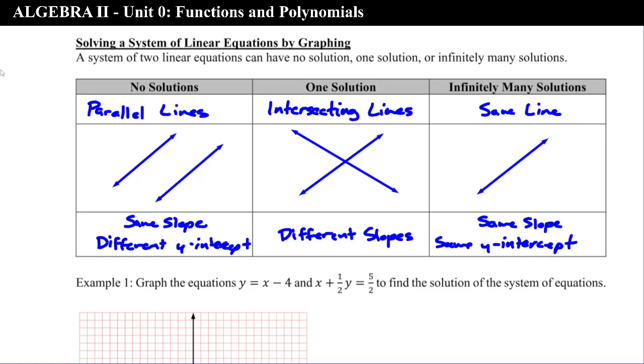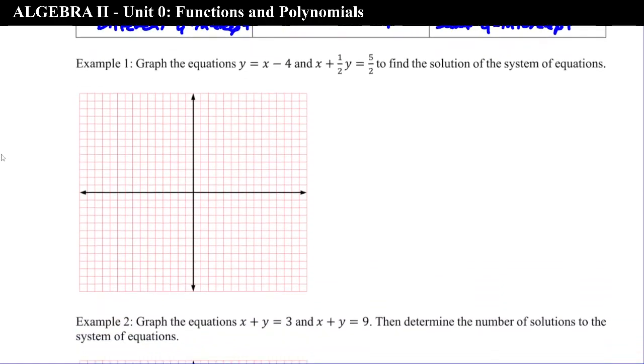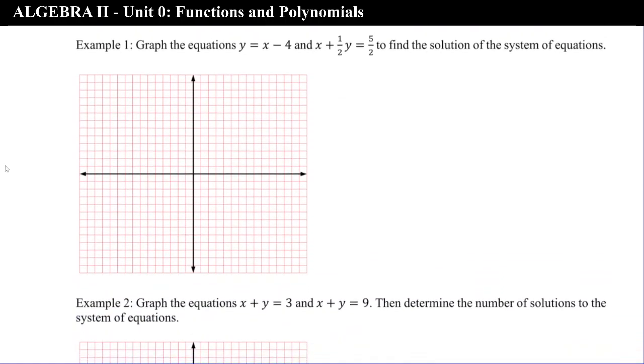So let's look at some examples. We are going to graph the equations y = x - 4 and x + 1/2 y = 5/2 to find the solution of the system of equations. Here's the first thing we need to do. The first equation's okay. We can pull our slope, which is 1, and our y-intercept, which is -4. But the other equation is in standard form. It's not in a form where we can find what our slope is, so we need to rewrite that one.